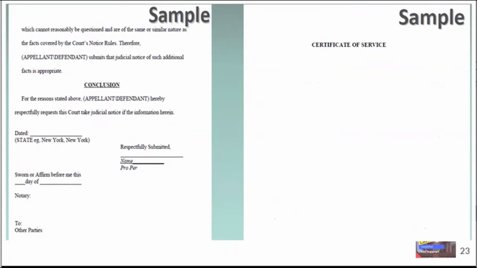Next, you close with a conclusion asking the court to include your document. You must sign it, and you should have it notarized, sitting before a notary, before entering it into the court system. You also must include a certificate of service, which means you've served all the parties in the case.